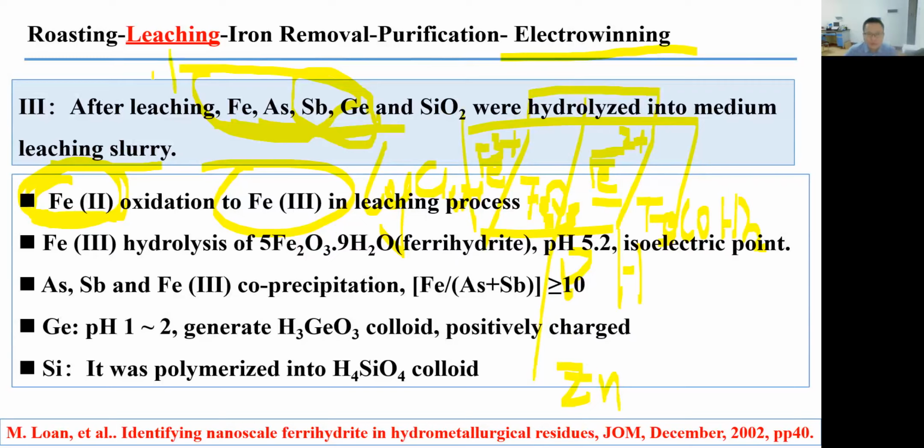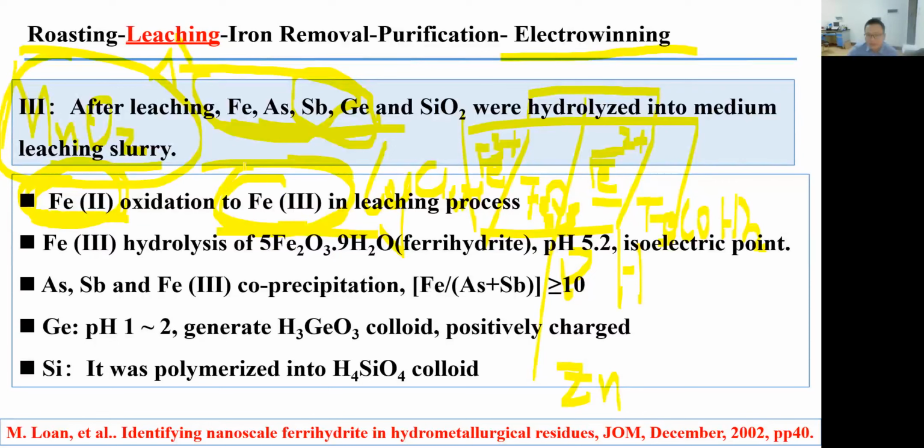So in the leaching stage, the ferrous iron is oxidized to ferric iron, and we usually use some manganese oxide, so MnO2. So this one can be used as an oxidation reagent to convert ferrous to ferric.